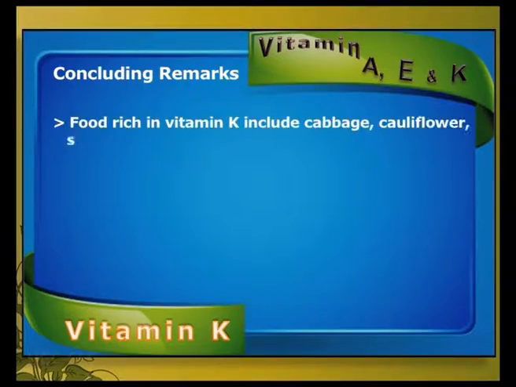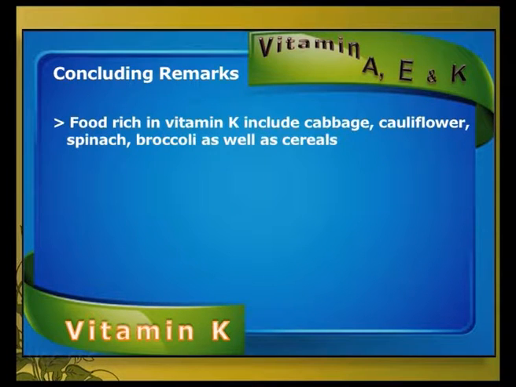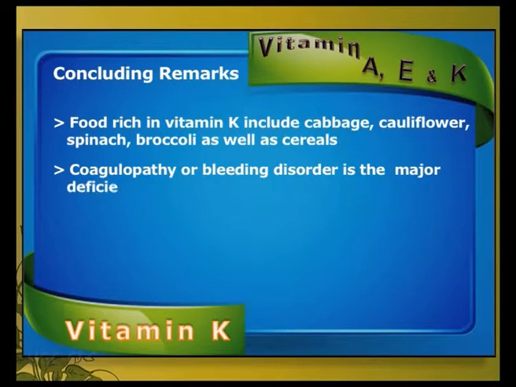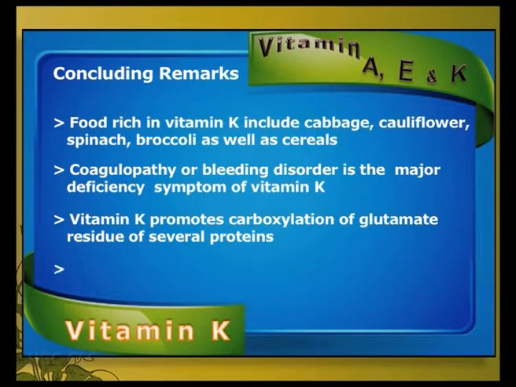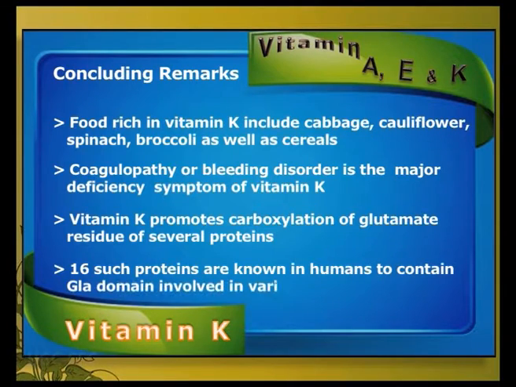Vitamin K is rich in cabbage, cauliflower, spinach, and broccoli. Coagulopathy, or bleeding disorder, is the disease symptom associated with vitamin K. The function of vitamin K includes carboxylation at the gamma carbon of glutamic acid, and 16 such proteins where a GLA domain is present have been identified in humans, which are involved in various biological functions.